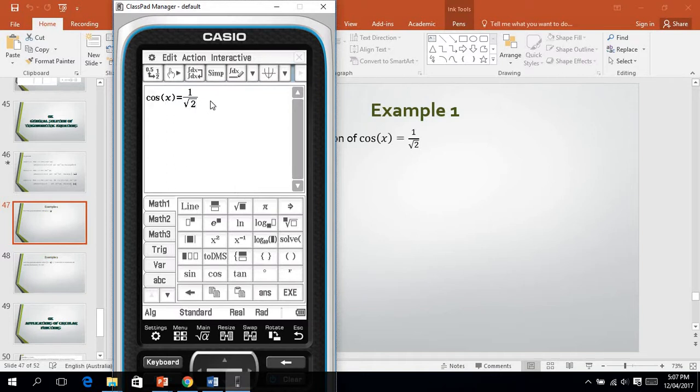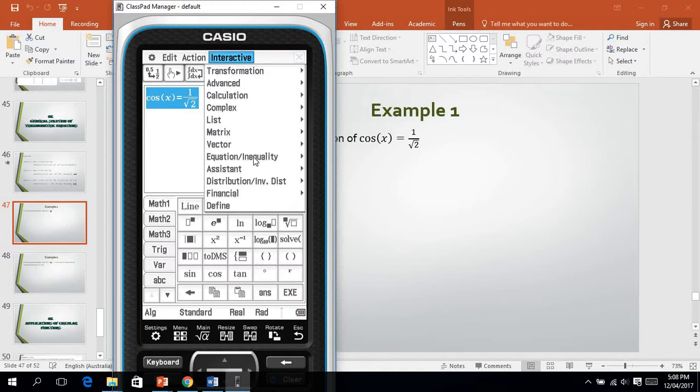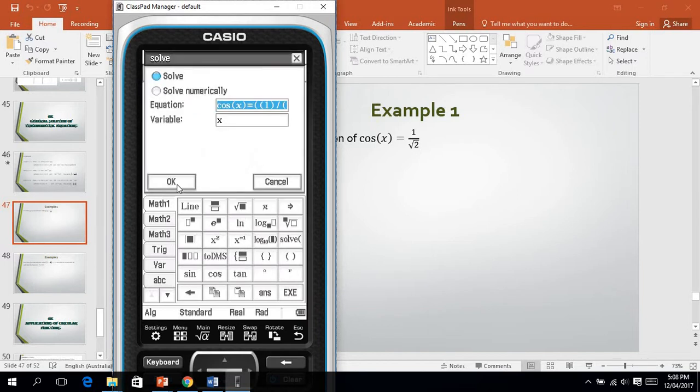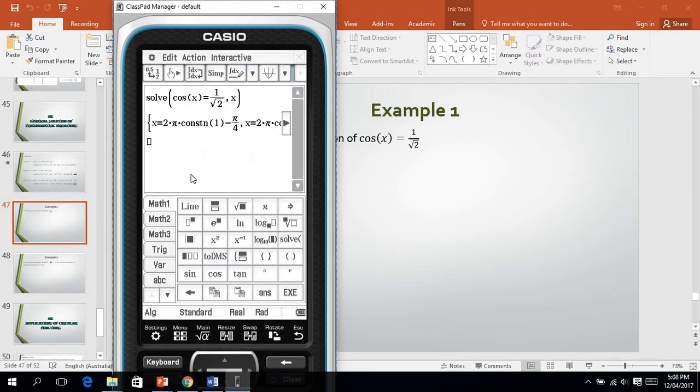Then what we do is we highlight our equation, make sure that it's in radian mode, and we say interactive, equation solve. Now what this is doing, it doesn't look like it, but it is actually giving us a general solution. What it's saying is that we're doing 2 pi multiplied by a constant, which is our value n we were talking about, minus pi on 4, or 2 pi multiplied by a constant, again n, plus pi on 4. That is the general solution.